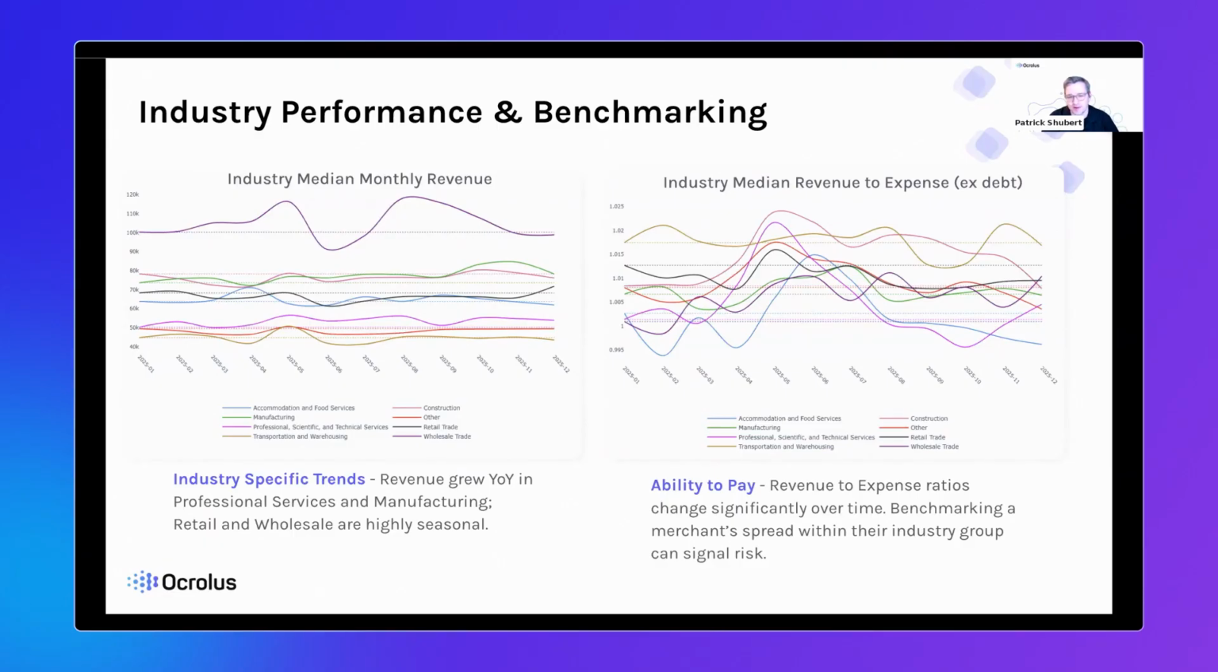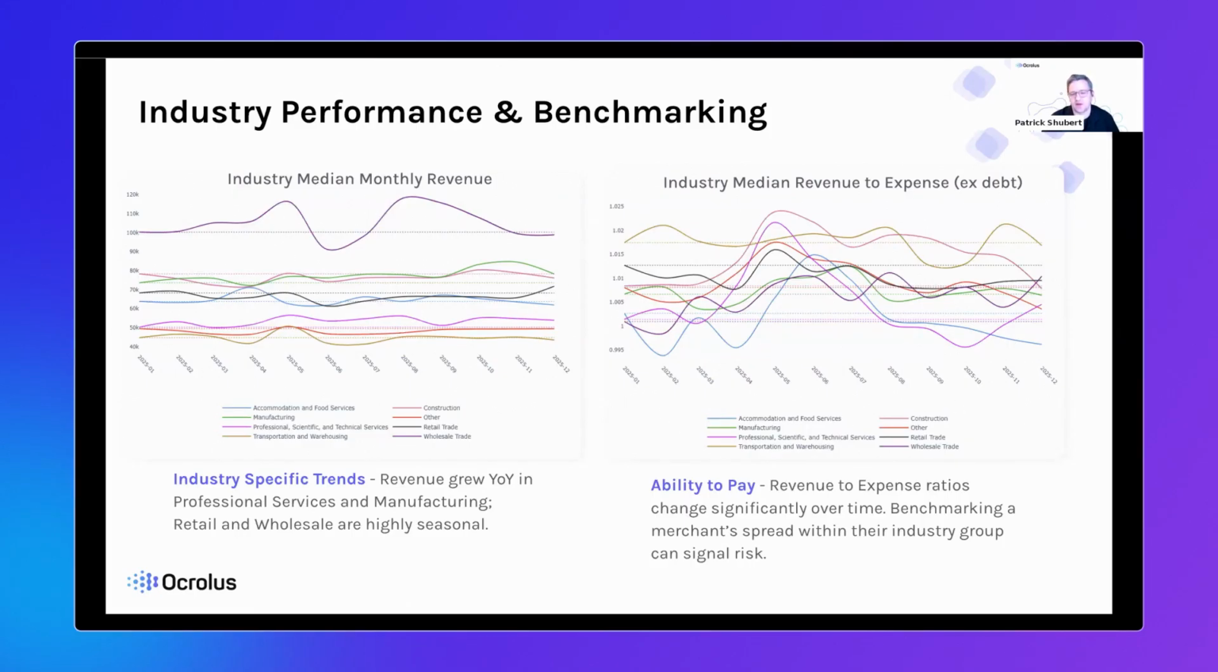We see that revenue grew pretty steadily, but there are some winners and losers from both the revenue standpoint and the revenue to expense ex debt standpoint. So in revenue, we see professional services and manufacturing did really well, and we see a very expected seasonality in retail and wholesale. But what we're calling out here on the right, and this is the median of these industries.